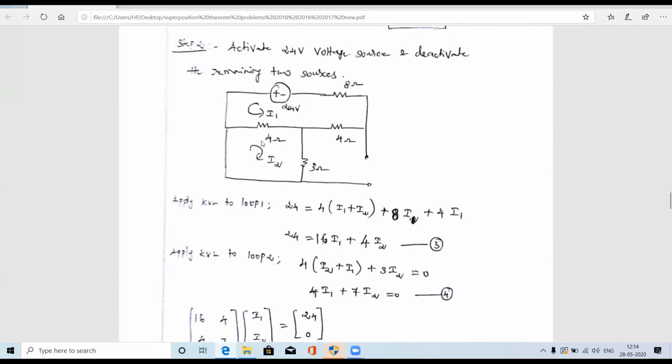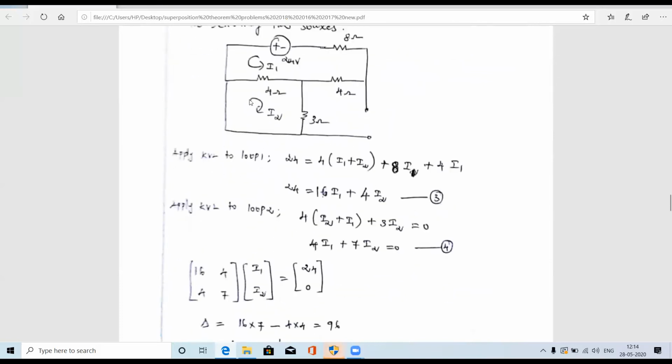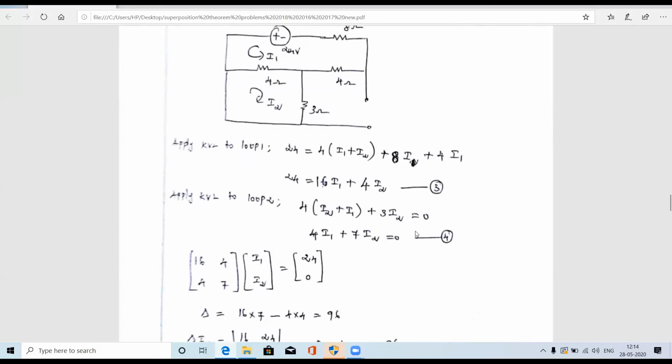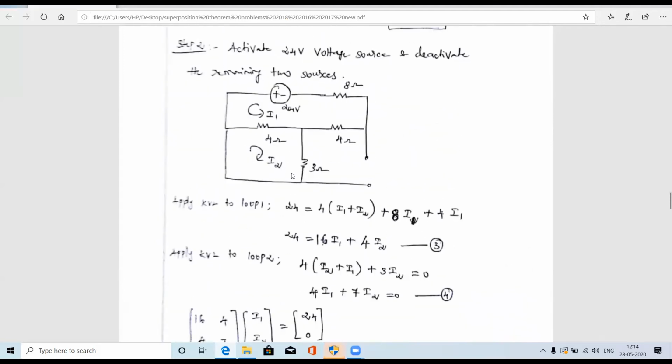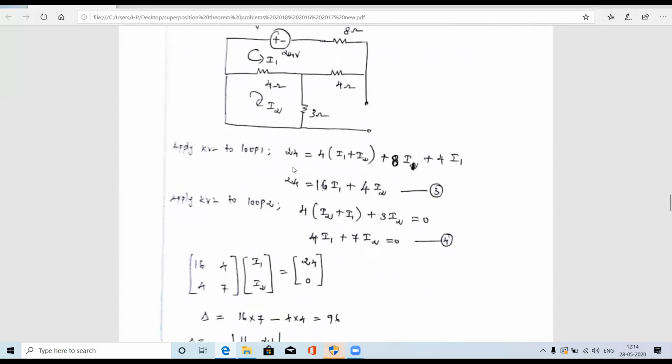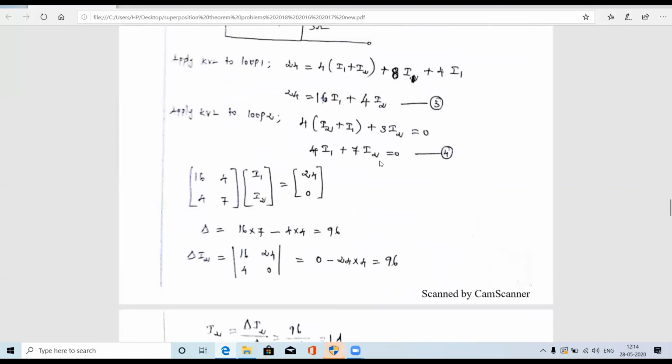Similarly, you apply KVL to loop 2. In loop 2, 4 into I1 plus I2 plus 3 into I2 equal to 0. So here we will get one more equation. From equation number 3 and 4, we have to find the current I2, since here the current flowing through the 3 ohm resistor is I2. So that's why we have to find out the value of I2.